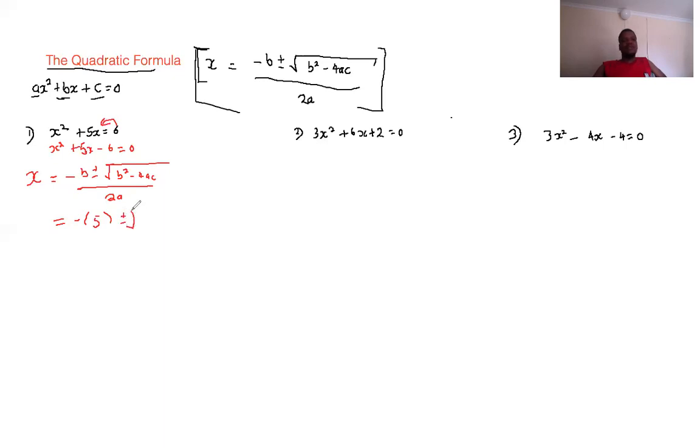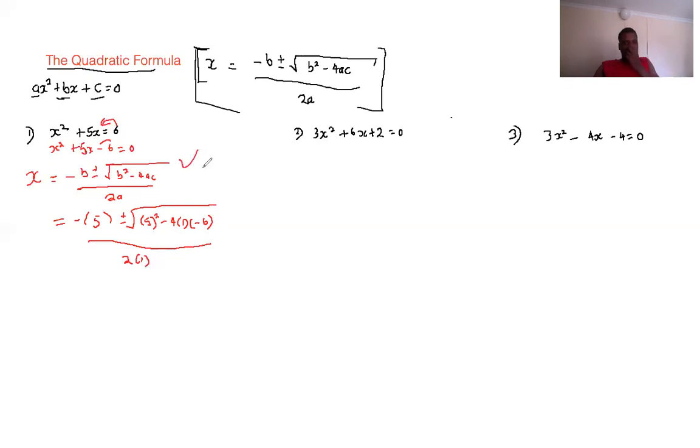plus or minus the square root of, brackets also, 5 squared minus 4. Now we have an a. What is the value of a? Here the coefficient of x squared is 1, so the value of a is 1. Then c is the last one. This one is negative, you can see we have a negative here, so c is negative 6. Then divided by 2, and a is 1 again.